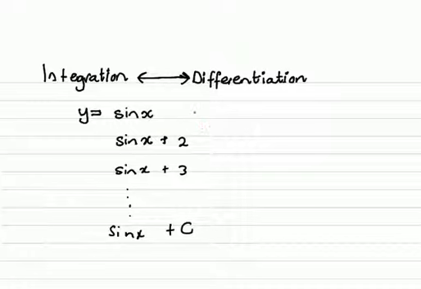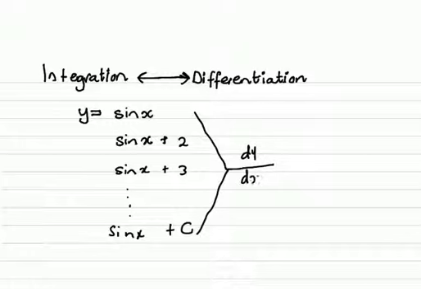Now, you should understand that by the process of differentiation, if I differentiate this y with respect to x, the answer here will be cosine x. What I'm trying to do here is understand how integration relates to differentiation. So now you see that cosine x is the derivative of all this family of functions.